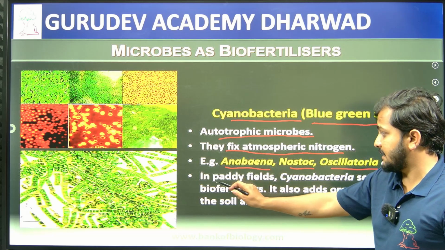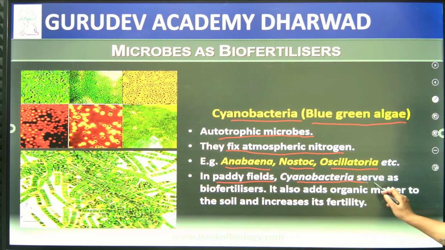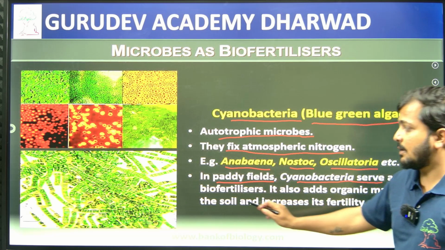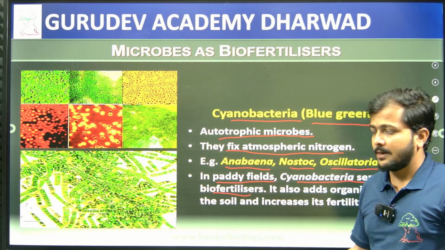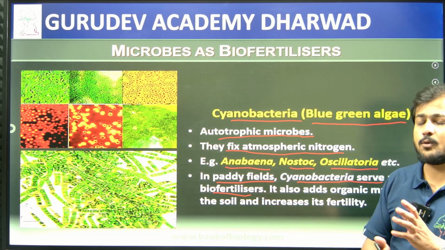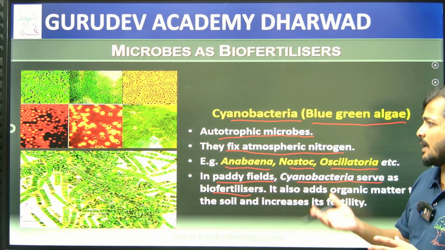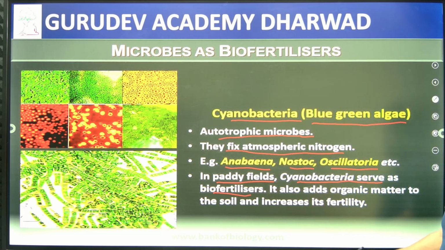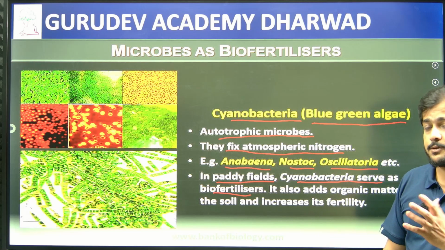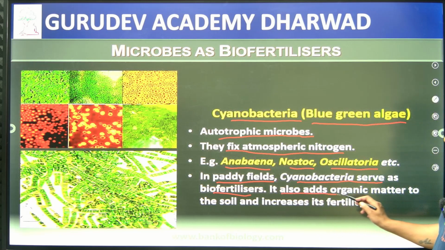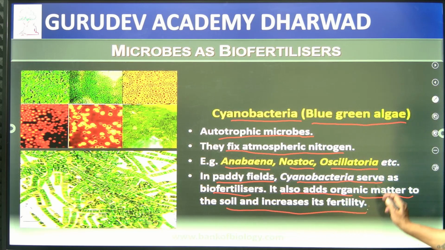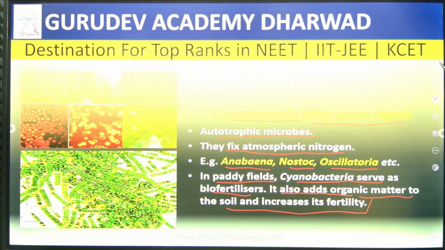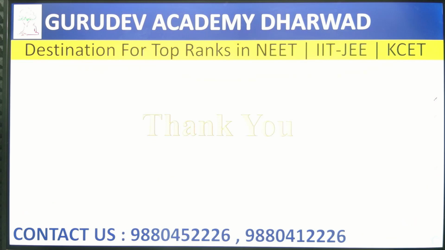Mainly in paddy fields, cyanobacteria serve as a biofertilizer. In paddy fields you will find waterlogging, and because these organisms require moist conditions or water content, they grow well in paddy. They also add organic matter to the soil and increase soil fertility. That is what you find with cyanobacteria.